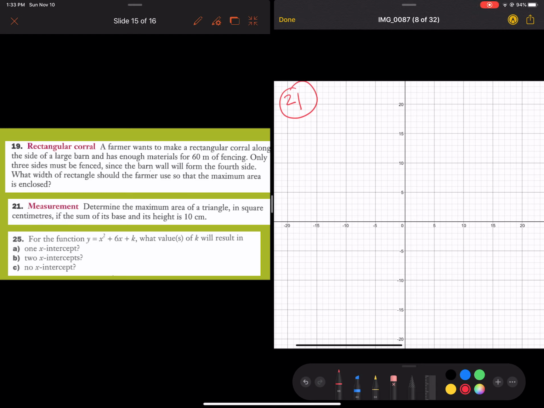Question 21. Determine the maximum area of a triangle. By the way, what's the area of a triangle? If the sum of its base and height is 10. So we have base.